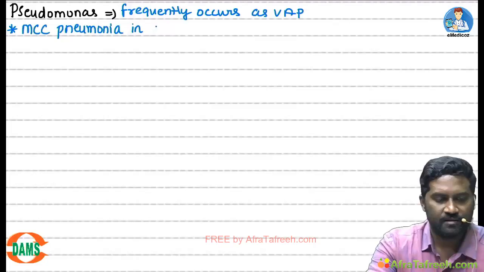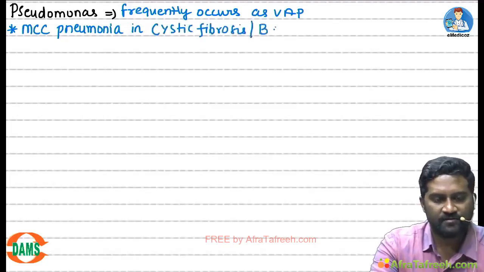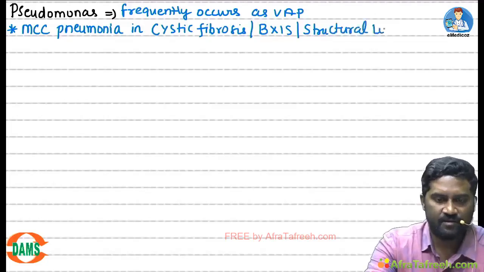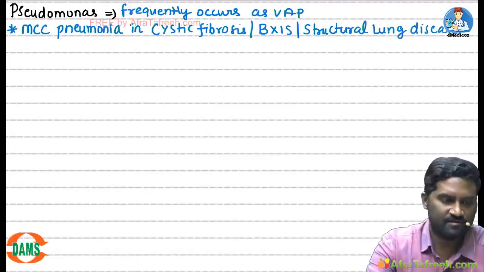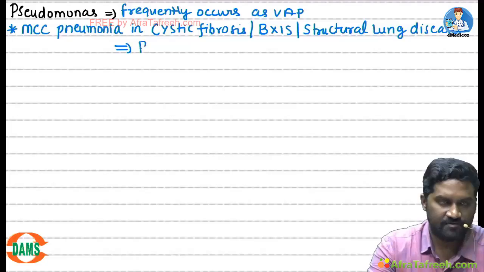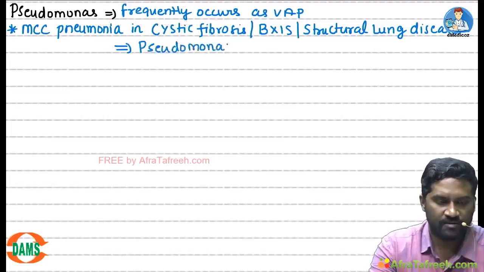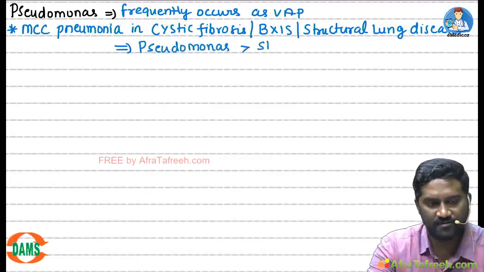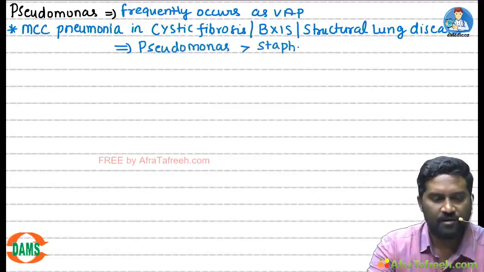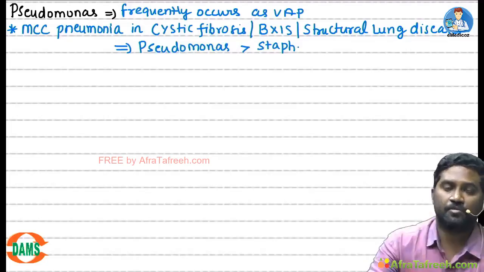in cystic fibrosis, bronchiectasis, all these terms mean nearly the same. Structural lung diseases. What should be your answer? Pseudomonas. Along with that, its best friend Staph can also exist, but the best answer is Pseudomonas.